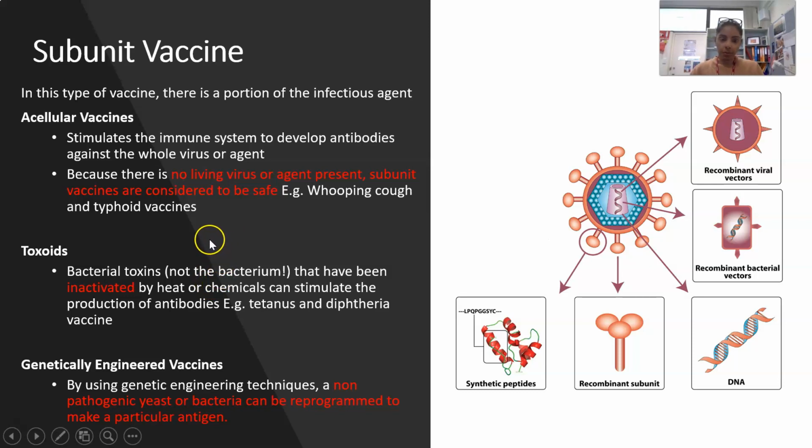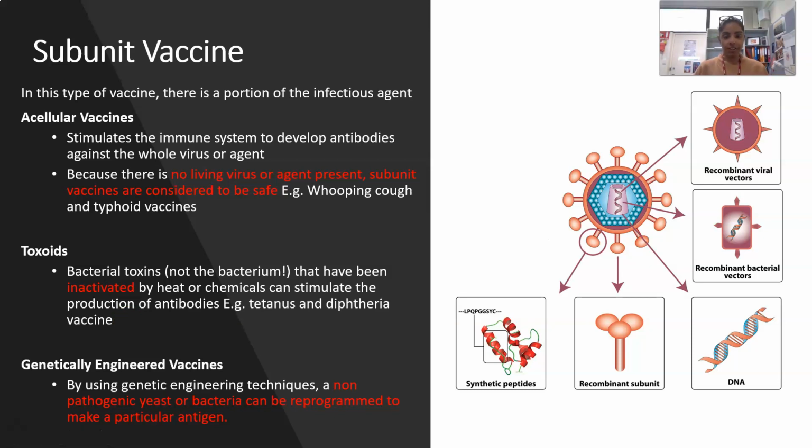Toxoids, talked about them before. These are bacterial toxins. So these are the chemicals that the bacterium releases, not the bacteria itself, so do not say that in an exam question. These have been inactivated. So these toxic chemicals are inactivated by chemical or heat treatment, so hence why we changed the name to toxoid, and they help your body to raise antibodies against things like tetanus and diphtheria.